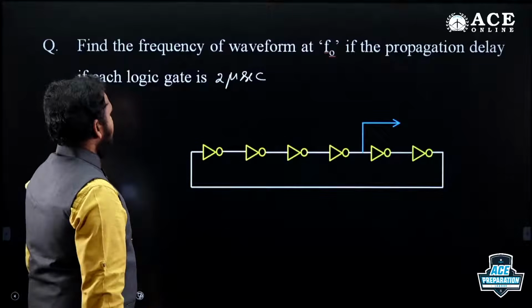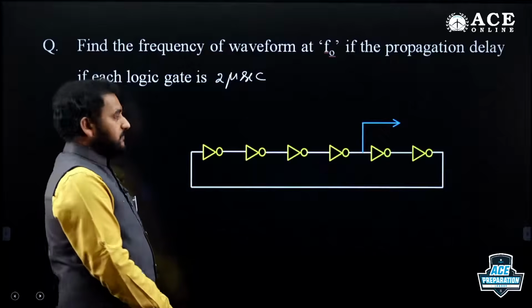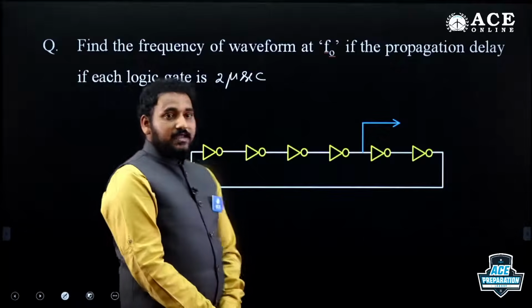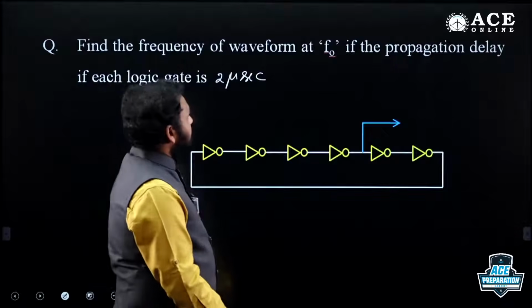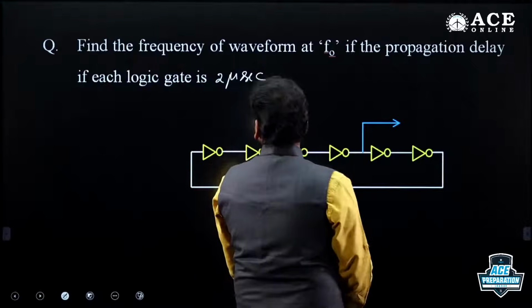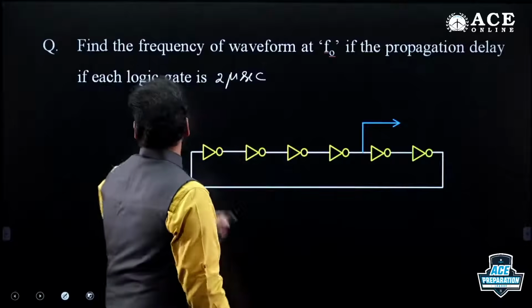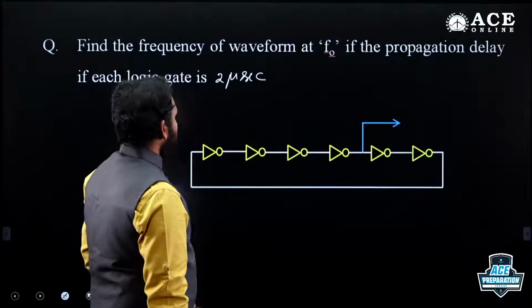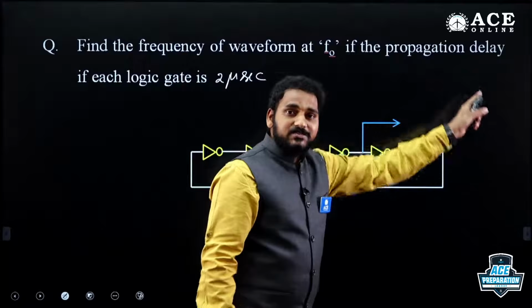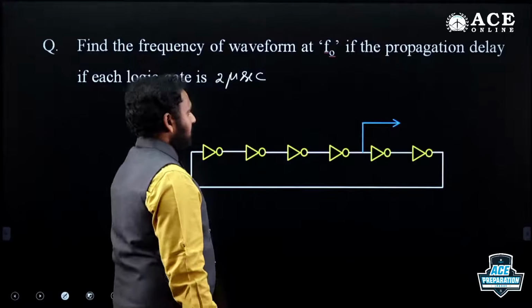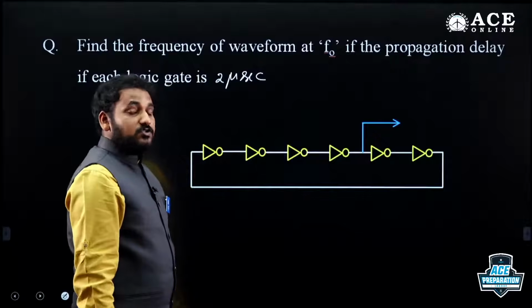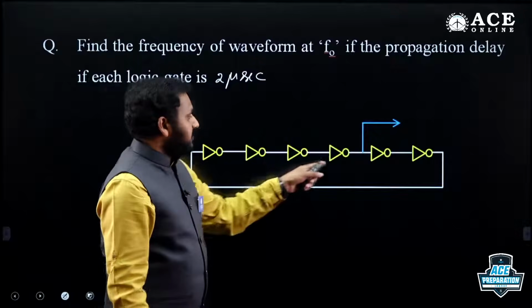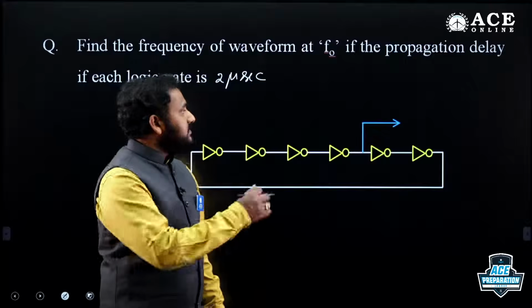Now try to guess the answer. Find the frequency of the waveform at F0 if the propagation delay of each logic gate is 2 microseconds. Propagation delay is 2 microseconds. Generally, students will start with F is equal to 1 by 2 into n into TPD. What is the n? 3 plus 3, 6. You will get some value.